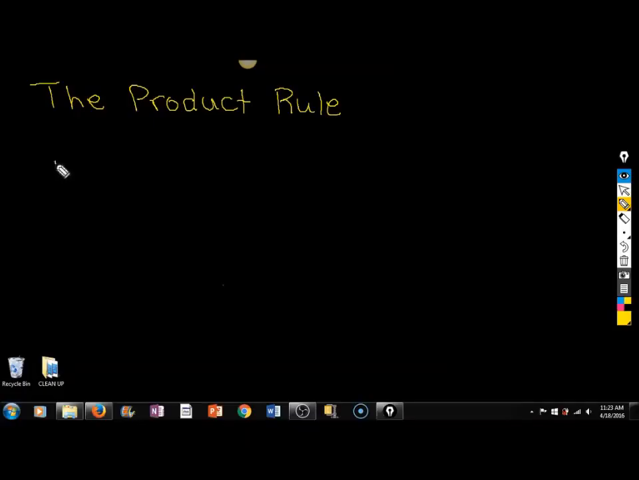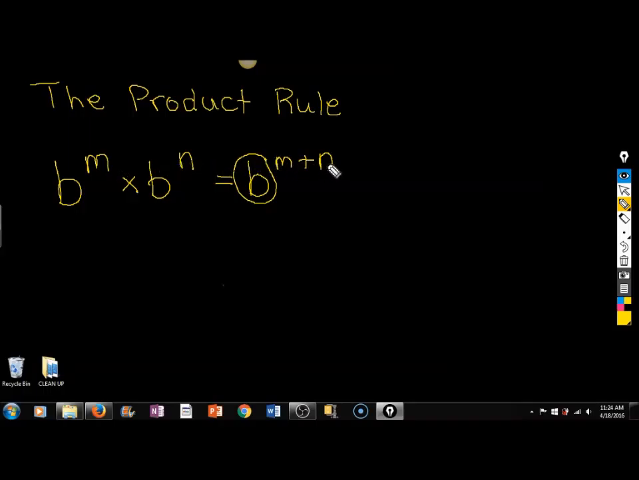So our base will be represented with b, and our first exponent will be represented with m. So b to the m times the same base to another exponent n can be rewritten as b to the m plus n. So here we have the same base to different exponents, and if the base is the same, you can simply add these two exponents together. And that is the product rule.